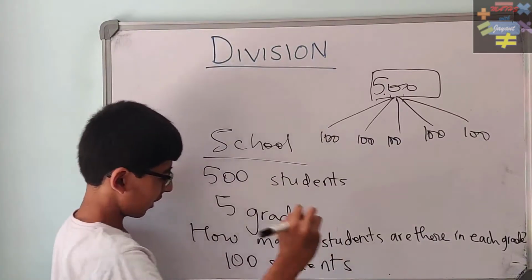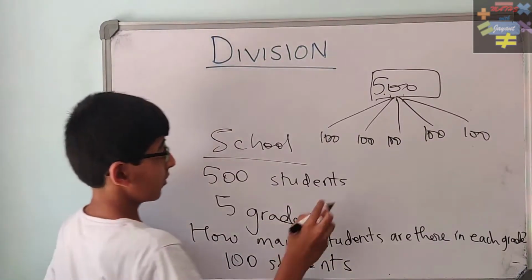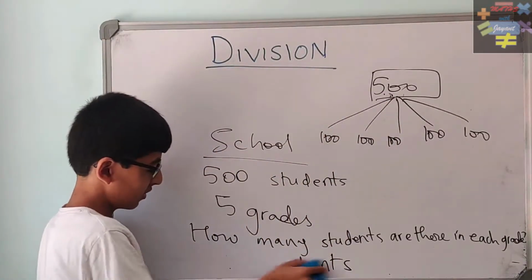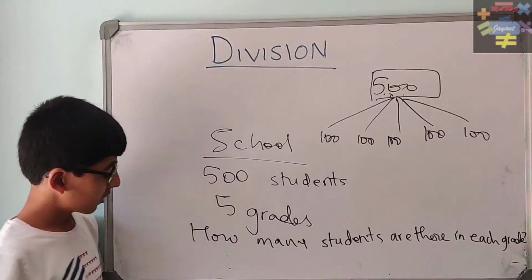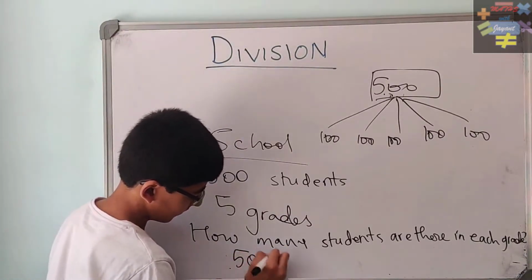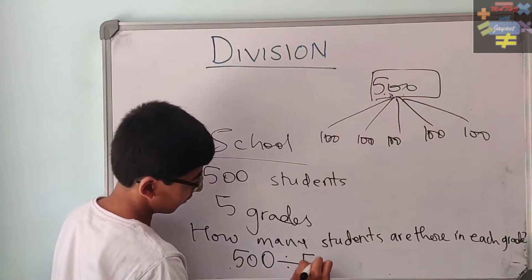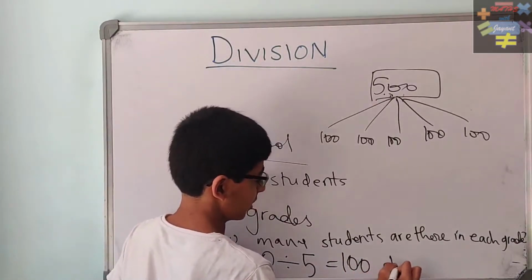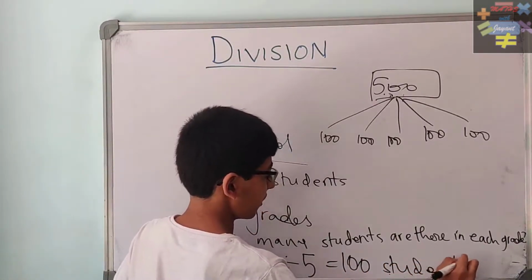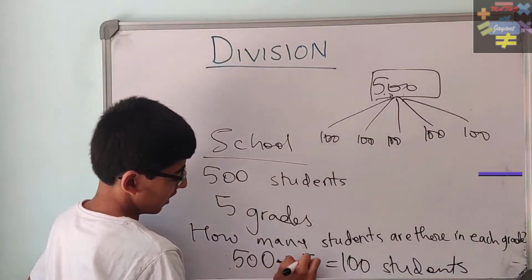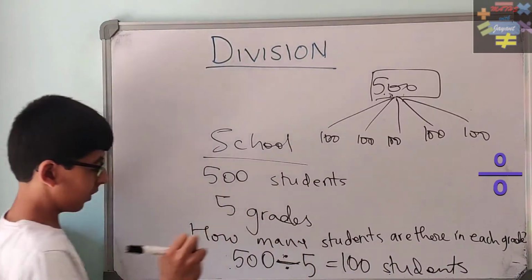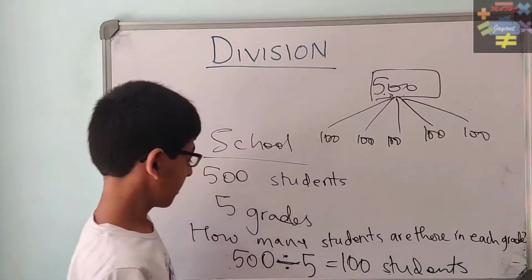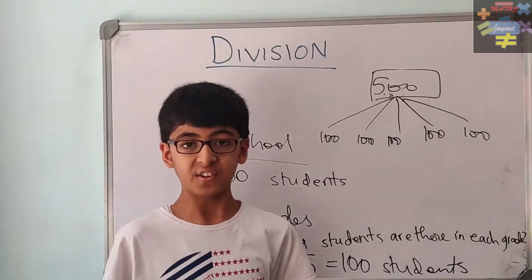And how do we write this? Over here, we have to divide 500 into 5 groups. So we write 500 divided by 5, which gives us 100 students. And this is the division sign: a line, one dot up and one dot down. So with the help of division, we found out the number of students in each grade.